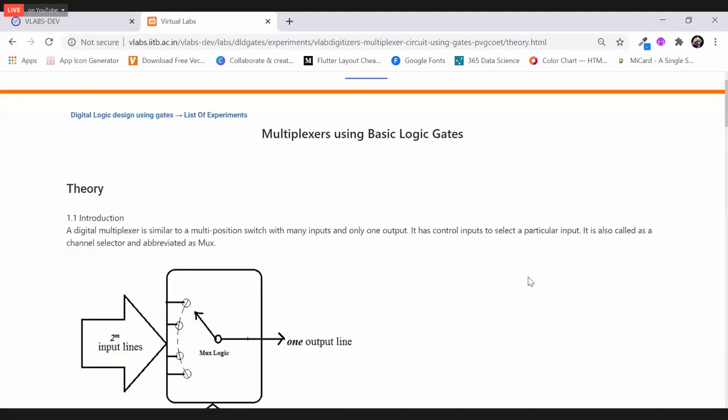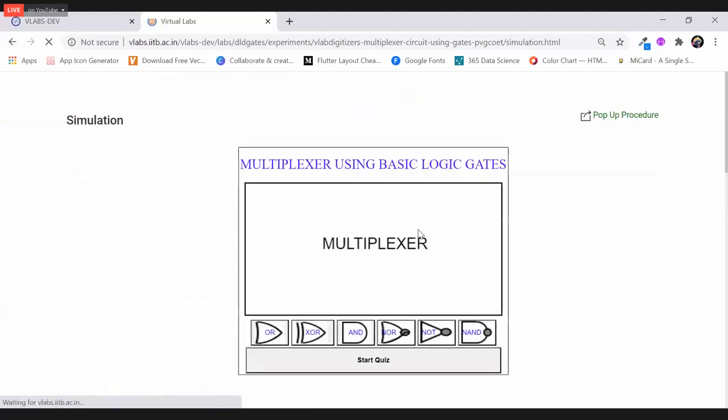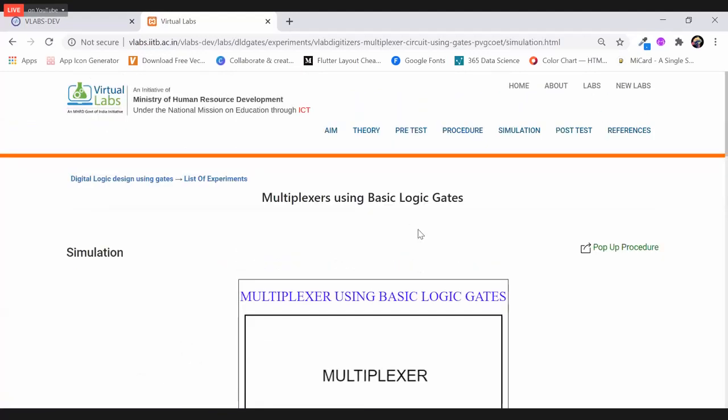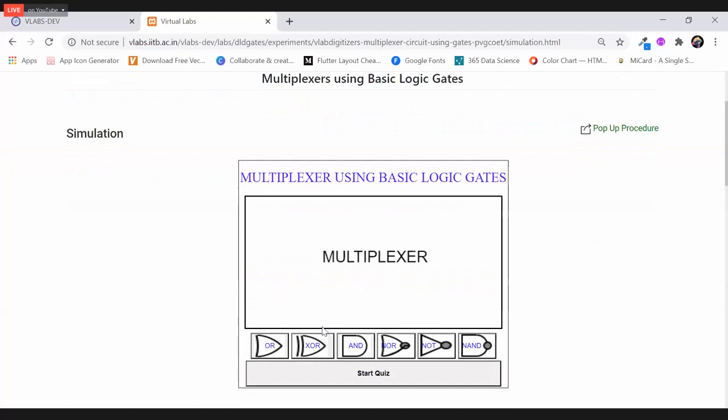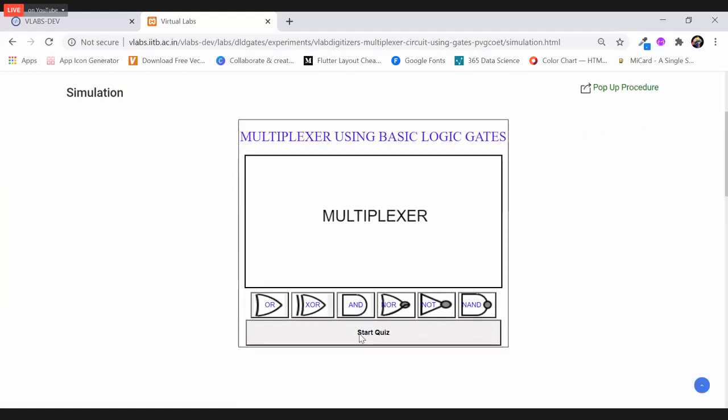I think we can directly go to the simulator. During the hands-on, people can go through the other things of the lab manual. So what has been done here is, scroll. There's a quiz initially for this particular multiplexer. Yes, she has started the quiz.